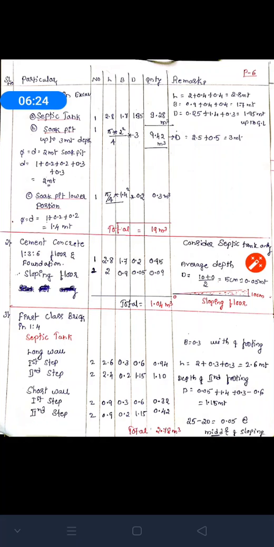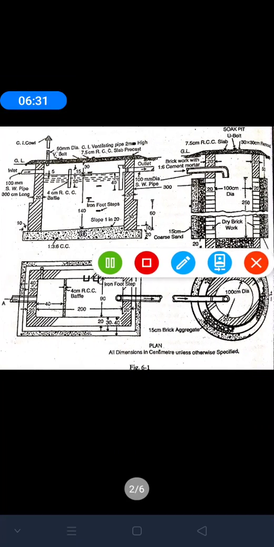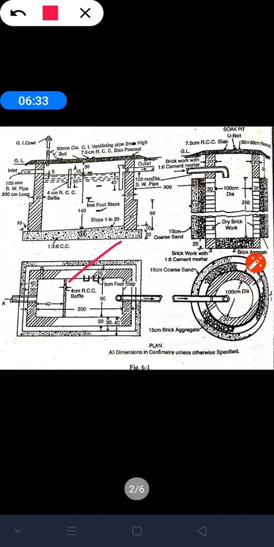Third one is the first class brickwork. So here we are considering the long wall short wall method. First I will consider the long wall. The number of long walls, you can see there are two long walls here. These two are the long walls and these two are the short walls.